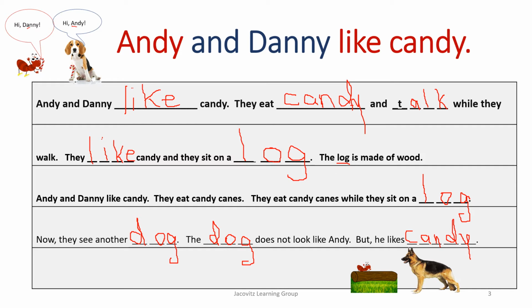Let's read the story very quickly. Andy and Danny like candy. So if you spell Andy right, you spell Danny somewhat right, you should get candy, because candy is Andy with a C. They eat candy and talk while they walk. They like candy and they sit on a log. The log is made of wood. Andy and Danny like candy. They eat candy canes while they sit on a log. Now they see another dog. The dog does not like Andy, but he likes candy.